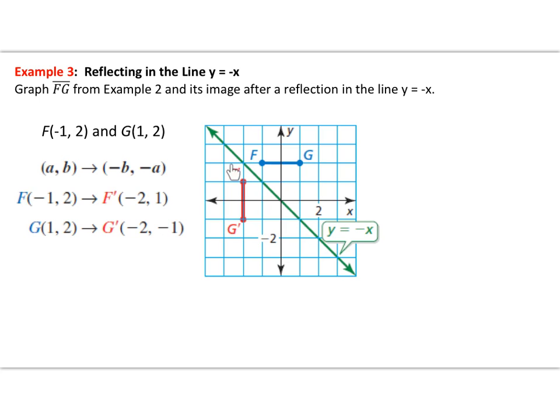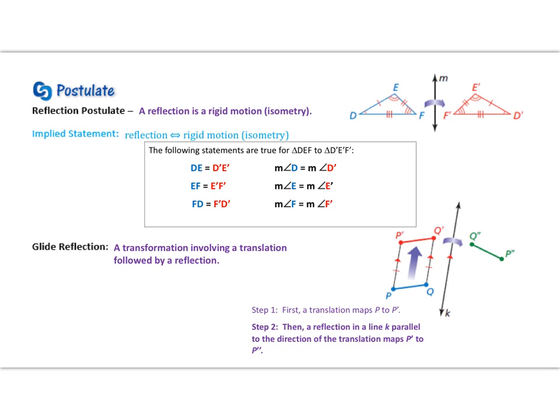And you can also fold your paper along the reflection line. That's another strategy you could use. All right, so here's our reflection postulate. It's a reflection, which is a rigid motion, in other words, isometry. We learned this from the previous lesson. It means we maintain length and angle measure. So our implied reflection implies rigid motion, in other words, isometry.